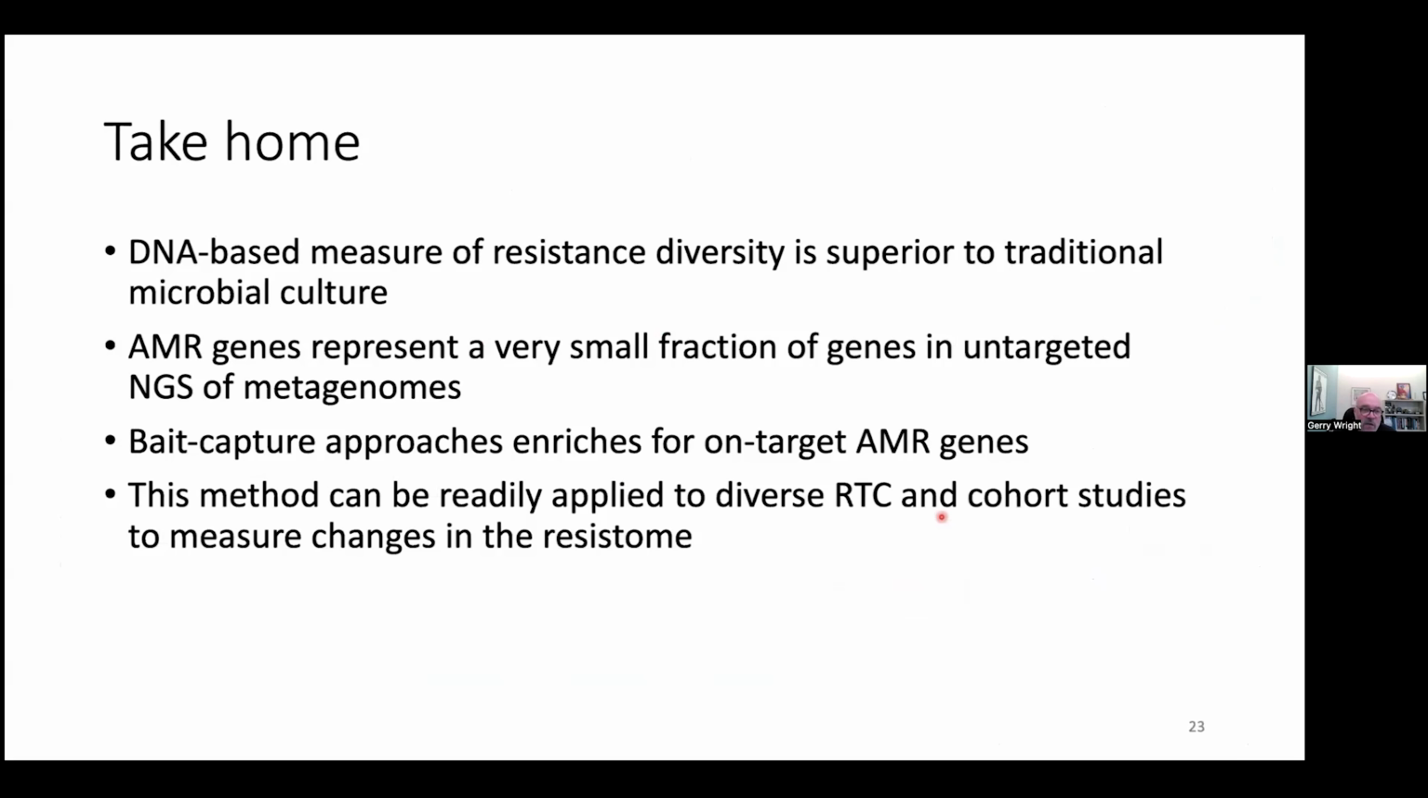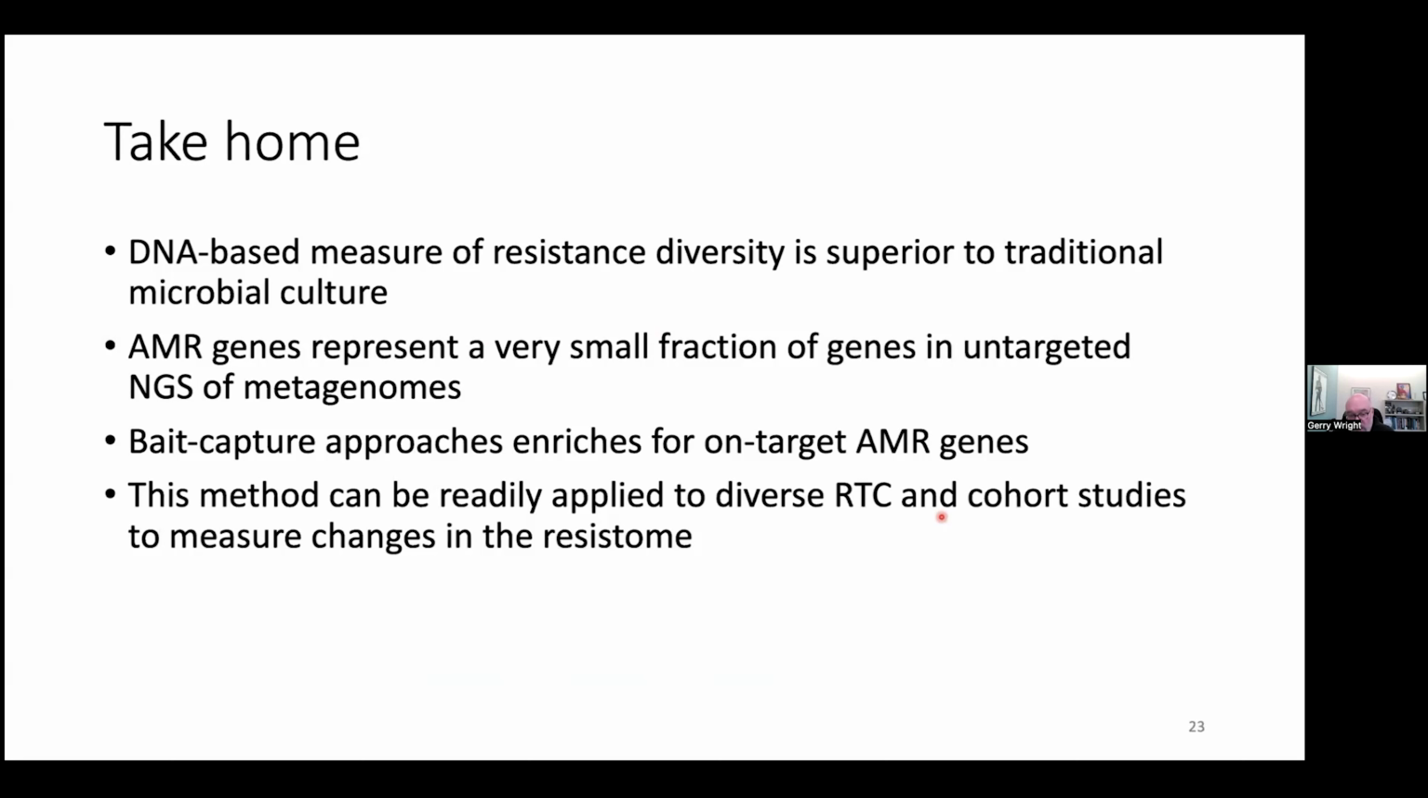So I'll finish there. What I hope I showed you is that these DNA-based measures of resistance diversity are much superior to traditional culture if you're trying to understand the diversity of antibiotic resistance genes. But because AMR genes represent such a small fraction of the genes in metagenomes, you have to use tools like these bait capture approaches to make sure that you're looking at a haystack that is small enough to make sense of.